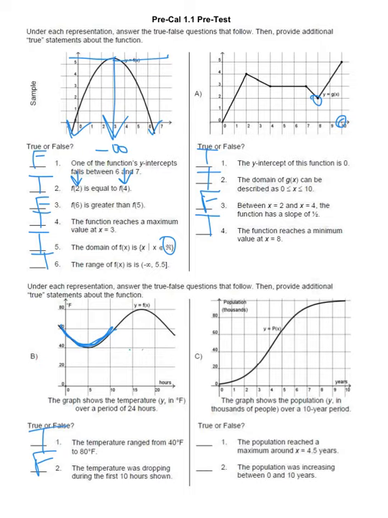Okay, last graph. The graph shows the population in thousands of people over a 10-year period. Number 1, the population reached a maximum around 4.5 years. Okay, that's not really a maximum, so this would be false. It's not the highest point on the graph. And the population was increasing between 0 and 10 years. That would be true, because if I start at 0 and we go to 10, this graph is increasing the entire time. So that would be true.